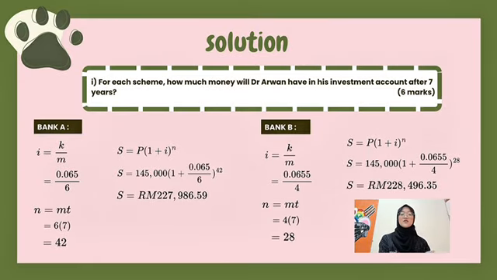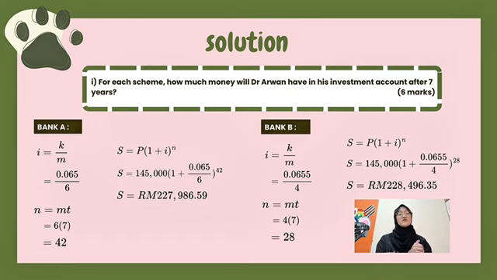As for the solution, we will solve question 1 part A first, but we have to find two types of bank, which is bank A and bank B. We will start with bank A first. For bank A, we will start the equation by finding the information of i and n first. For i is equal to k over m, which is 0.065 divided by 6. For n is equal to m multiplied by t, which is 6 multiplied by 7, and we will get 42.